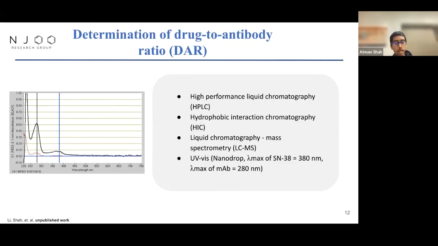And so what we can do is, by adjusting for molar mass and comparing the relative absorbances of these two peaks, we can actually determine on average how many drugs are attached to a single antibody. And this UV-Vis in particular has a DAR of approximately 8.